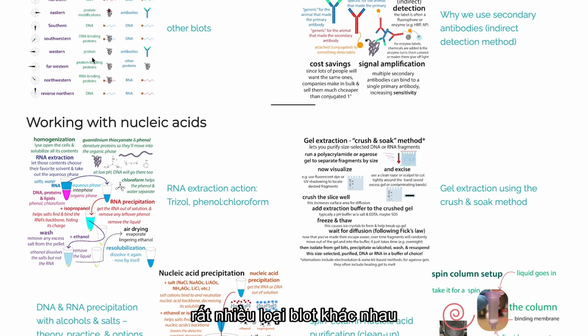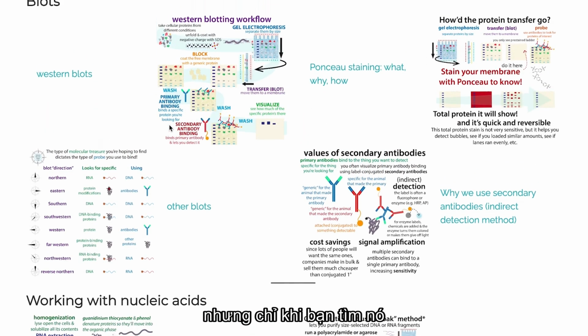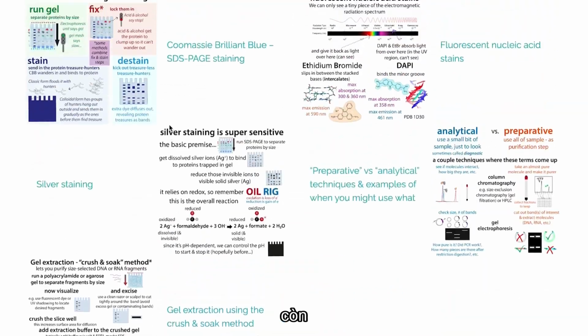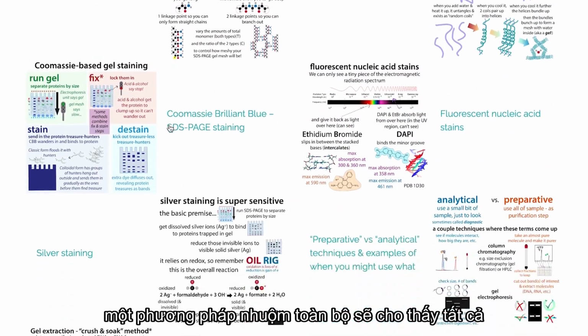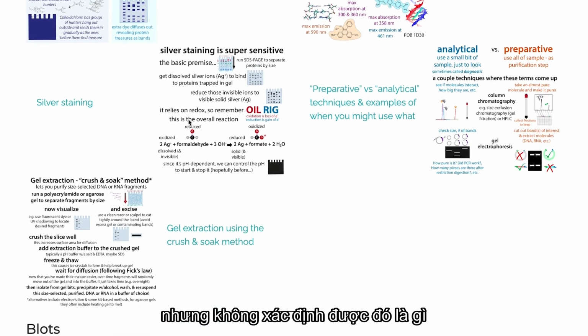So lots of different types of blots depending on what you're looking for and what you're using to look for that thing. So just remember, a blot is going to show you specific things, but only if you're looking for them. And just a general overall total molecule stain is going to show you everything, but not identify what it is.